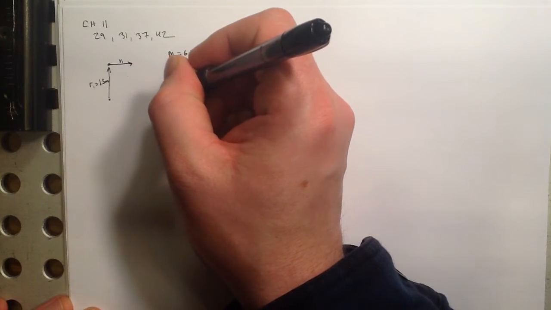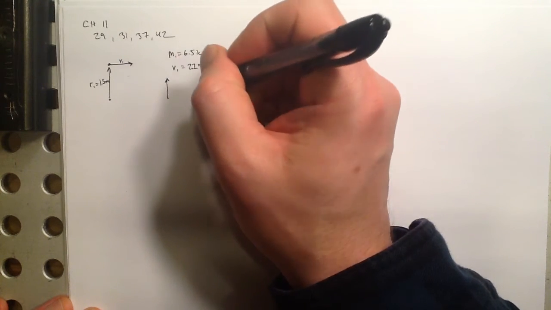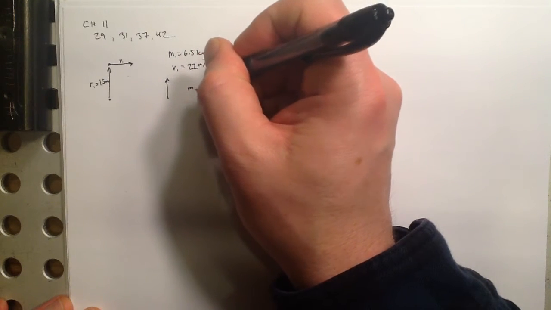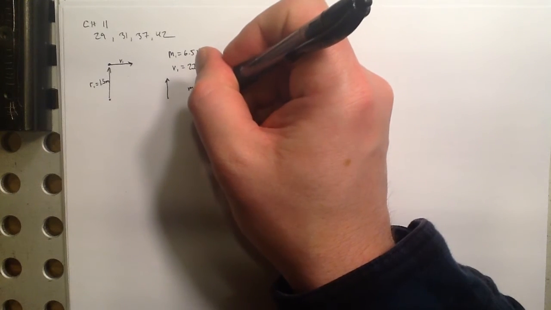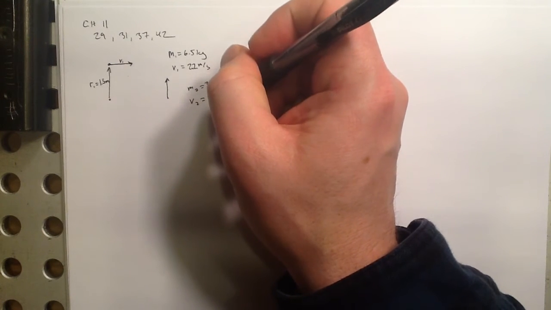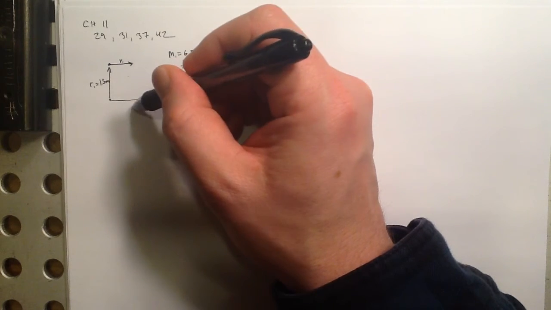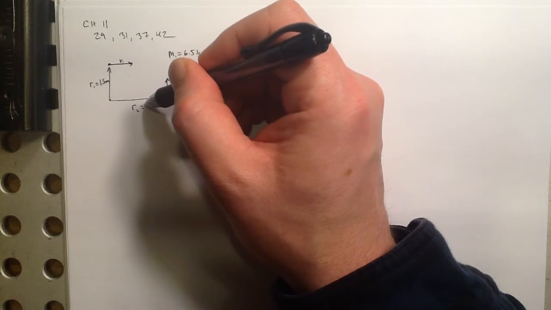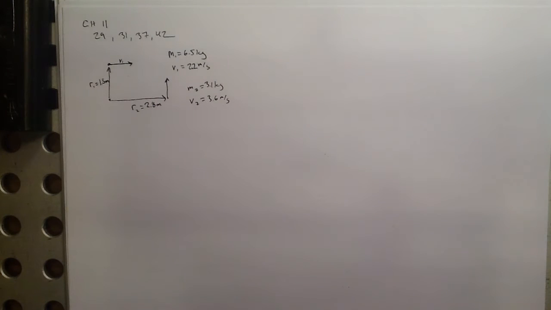And then the other one over here has a mass of 3.1 kilograms. It's got a speed of 3.6 meters per second, and its distance, or its r vector, I'm going to call it r2, is equal to 2.8 meters. What are the magnitude and direction of the net angular momentum?